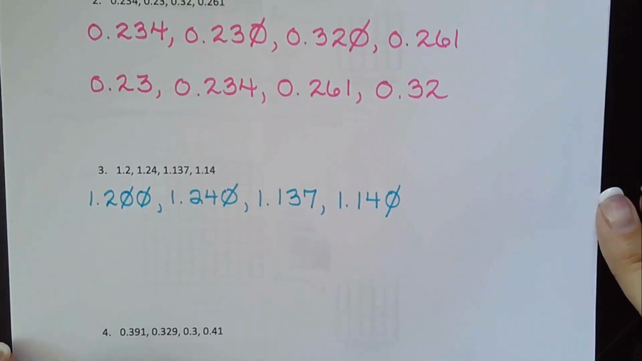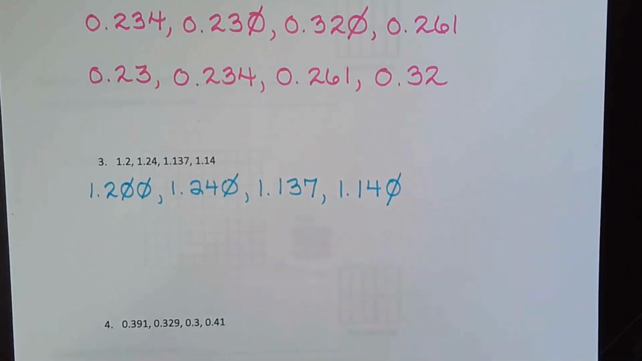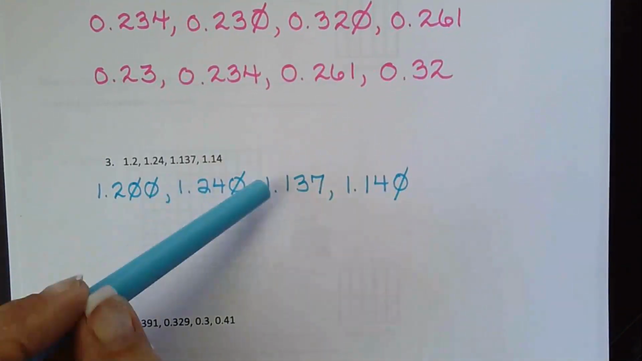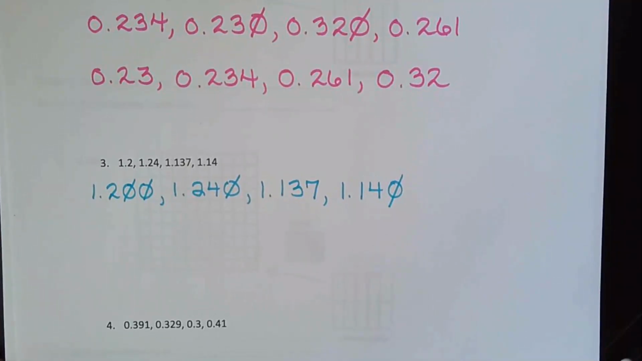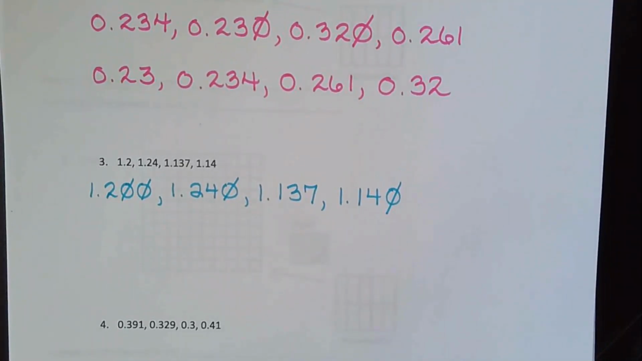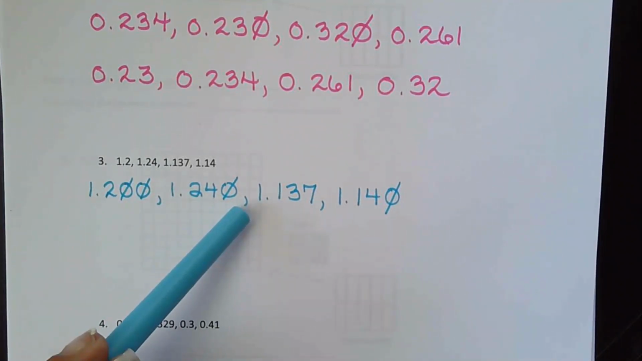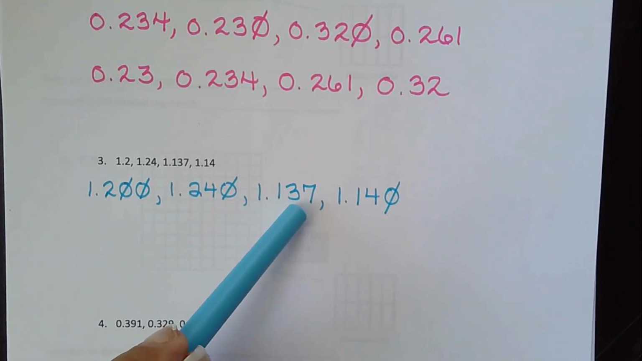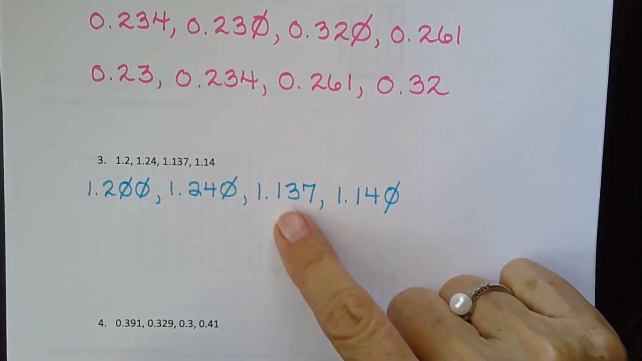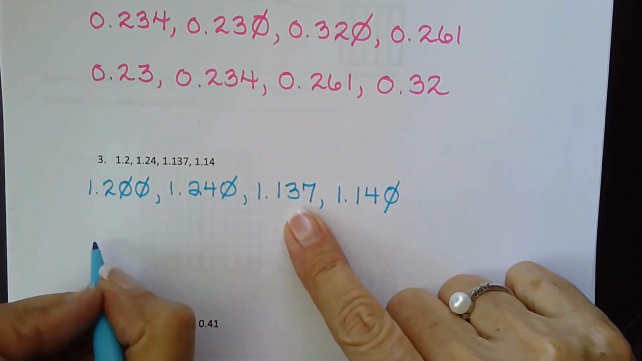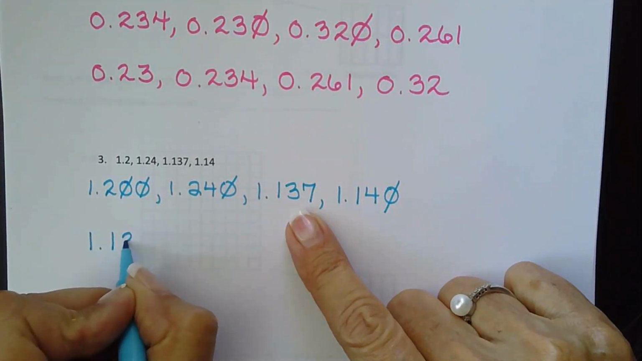So the first thing we have to do here is recognize that all the numbers in front are the same. So what that tells us is we can ignore them. Just focus on the numbers after, because all the ones are the same. So we have 200, 240, 137, 140. Well, 137 is the smallest, so that's what goes first.